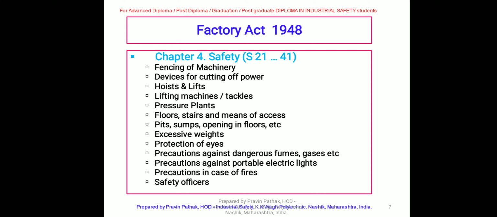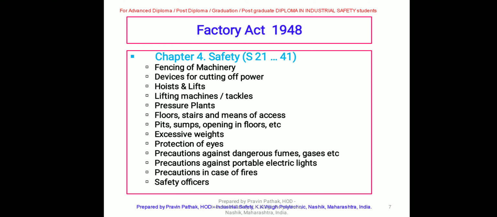Then precautions against portable electric lights, precautions in case of fire, safety officers. What is the basic requirement of a safety officer? That is under section 40B. For 1000 workers, or a minimum of 1000 workers, a minimum of one safety officer should be there. That is one of the aspects under section 40B.